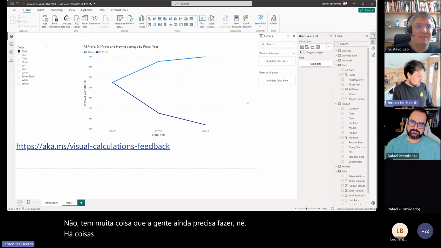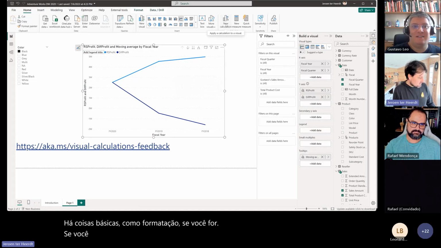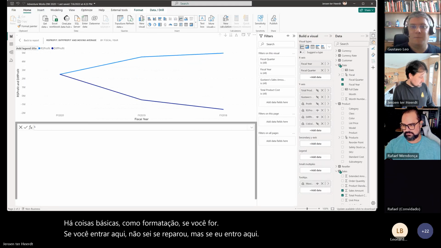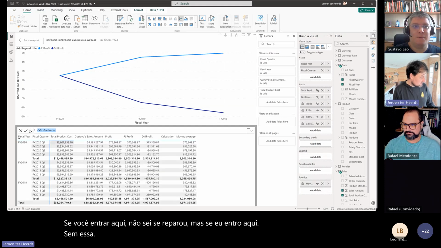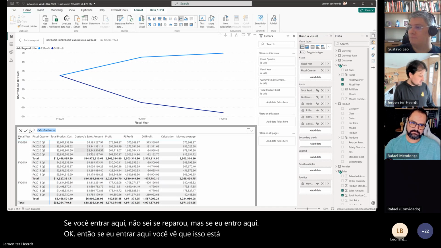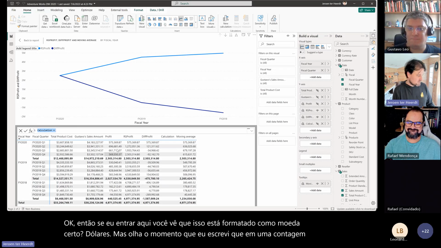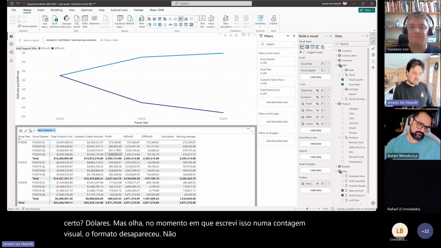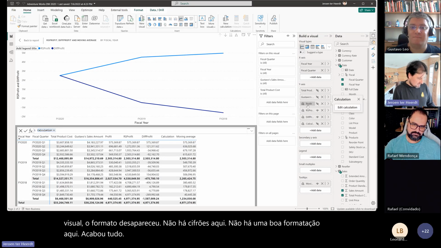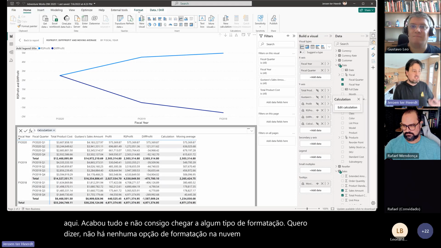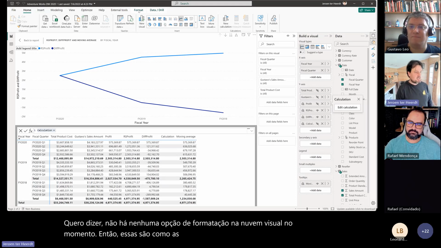If you go in here, I don't know if you noticed, but you see that this is formatted as currency, right? Dollars. But look, the moment I wrote that in a Visual Calc, the format disappeared. There's no dollar signs here. There's no nice formatting here. It's all gone. And I cannot get to some kind of formatting. I mean, there's no formatting option over on the Visual Calc right now. So those are like the basic things that we're still building and we're still missing.